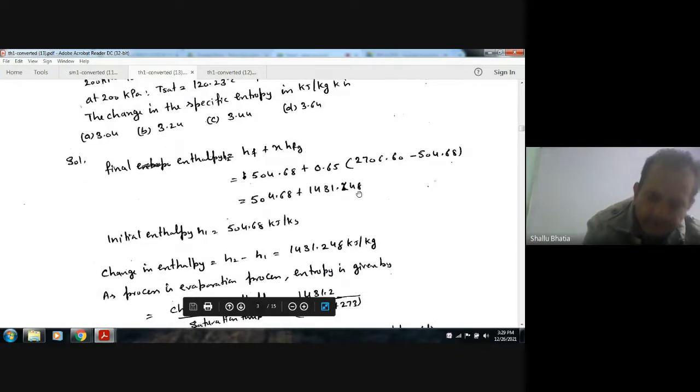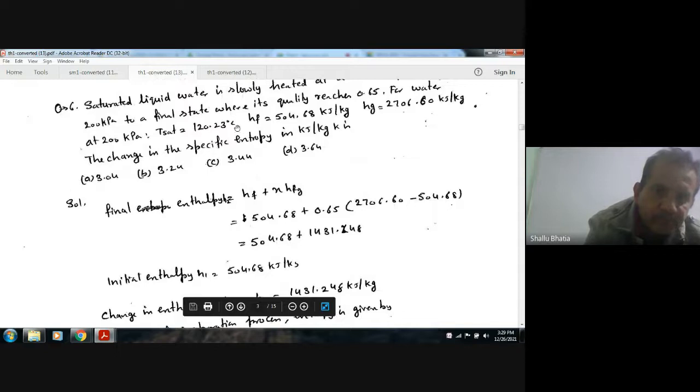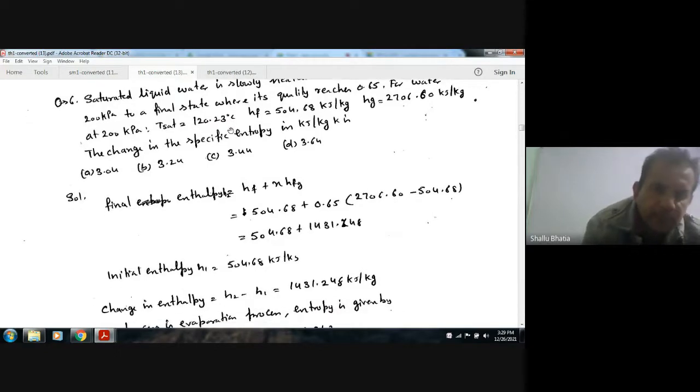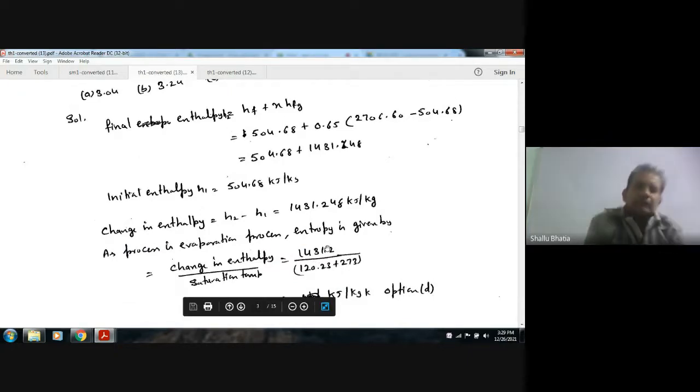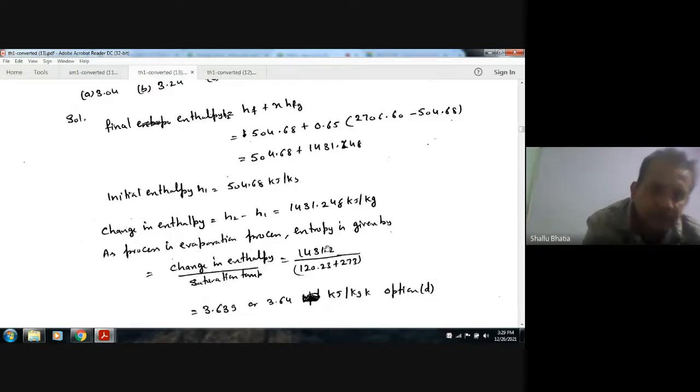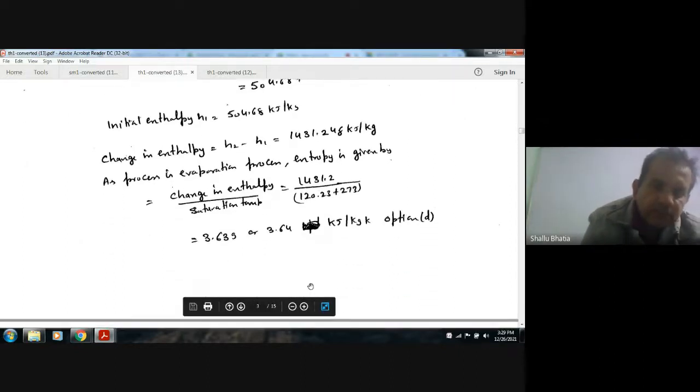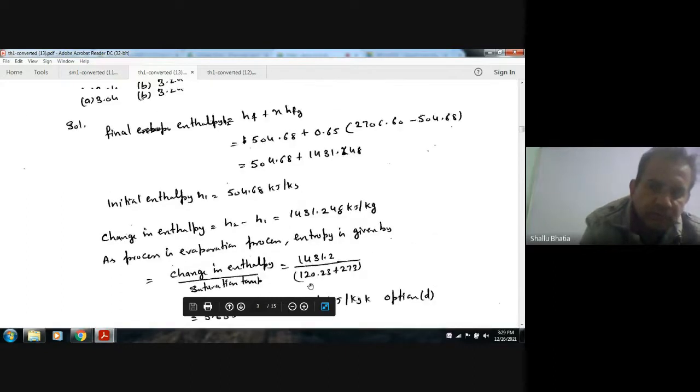1431.248. And the temperature is given, 120.23, or in degree Kelvin it is 120.23 plus 273. The entropy is nothing but change in enthalpy when the temperature is constant divided by temperature. So this is your 3.639 or 3.64, option B.